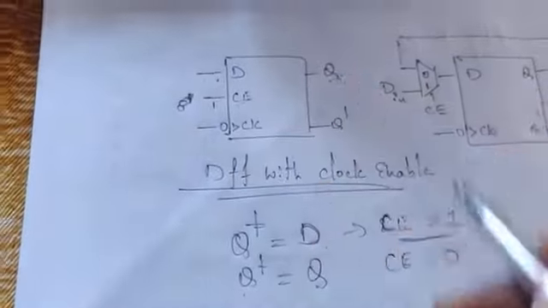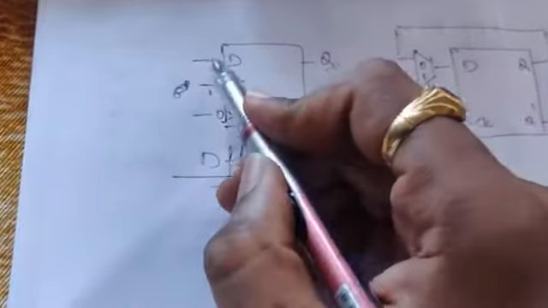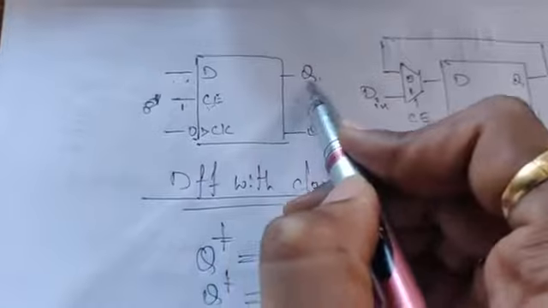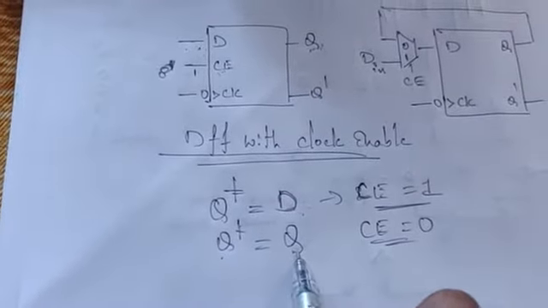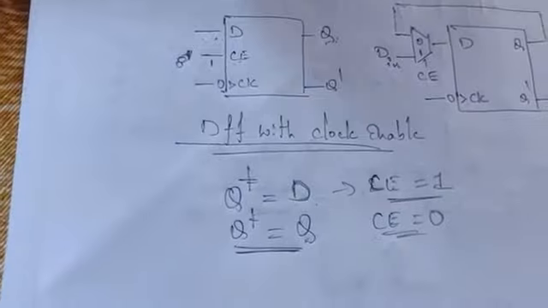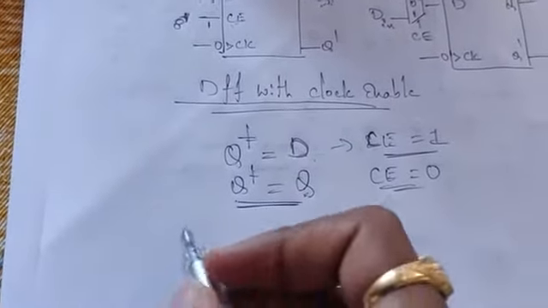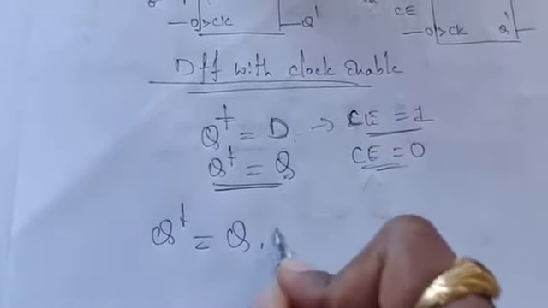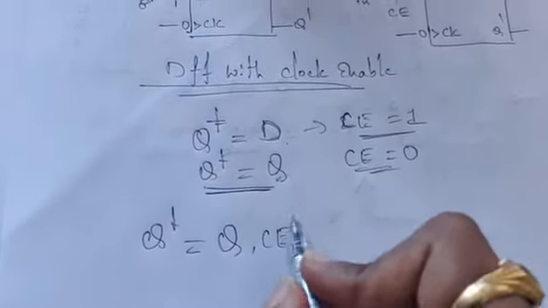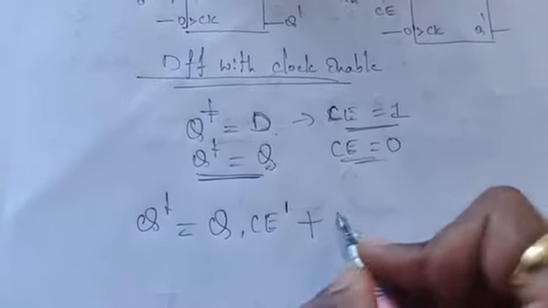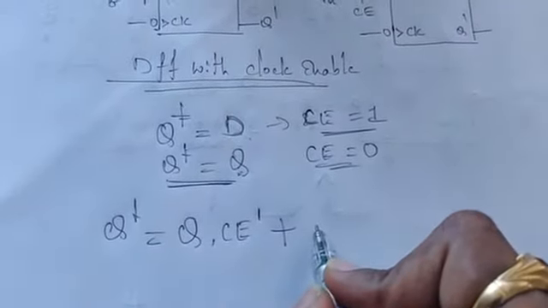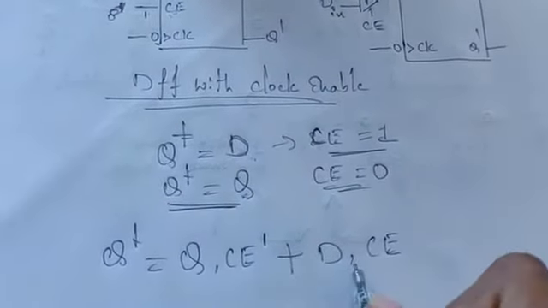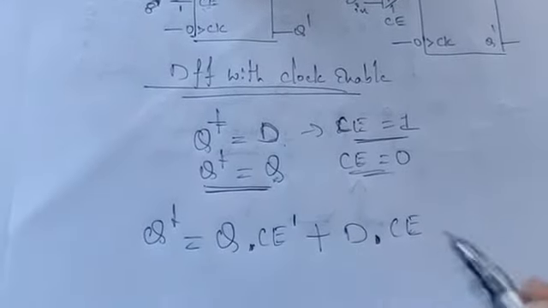If the clock enable is 0, the complete operation is disabled. Whatever data is passed with respect to D, 0 or 1, won't affect Q. So it retains its previous state. The next state will be the previous state. This can be written as Q plus is equal to Q times CE bar, plus D times CE. This is dot multiplication.